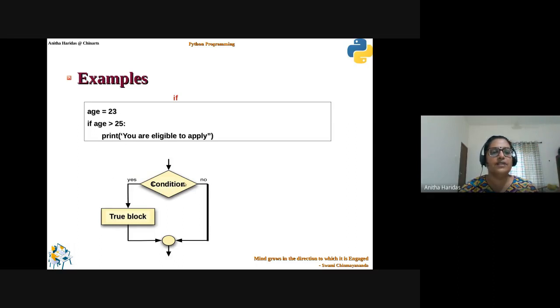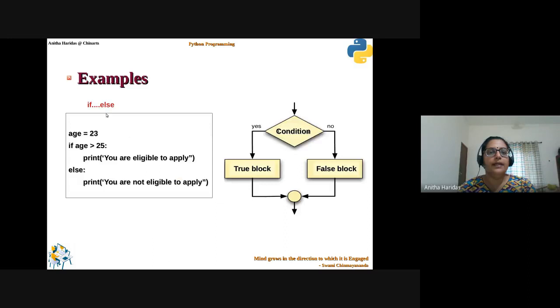So what it does, it checks the condition, and if the condition is true, it executes the true block and comes to the next statement. If the condition is false, it goes to the next statement without executing any other statement. So this is how it works. Correct? Okay. Then if else, it will have the condition with the true block as well as the false block.